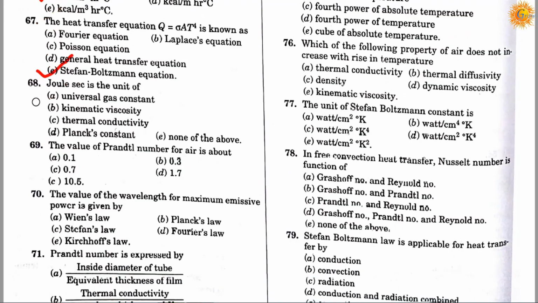Question number 68. Joule into second is the unit of option A, universal gas constant, option B, kinematic viscosity, option C, thermal conductivity, option D, Planck's constant, option E, none of the above. Correct answer is D, it's Planck's constant.